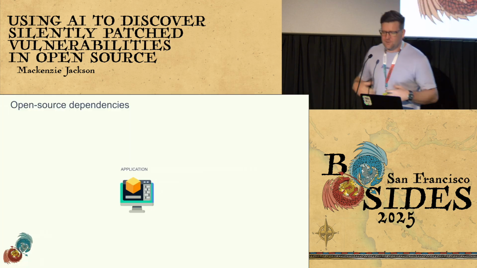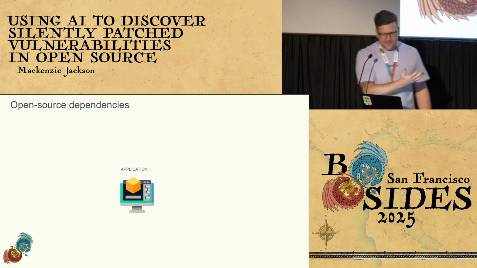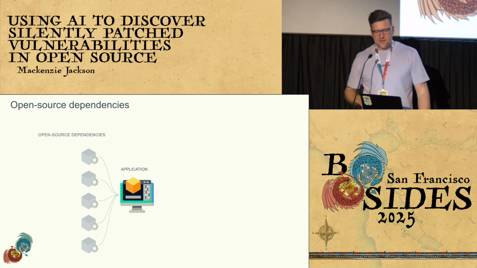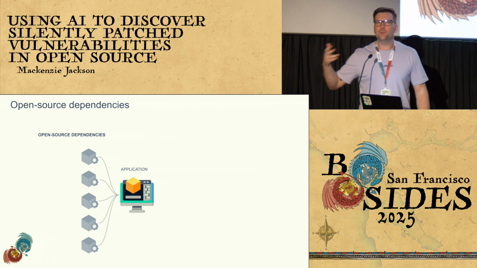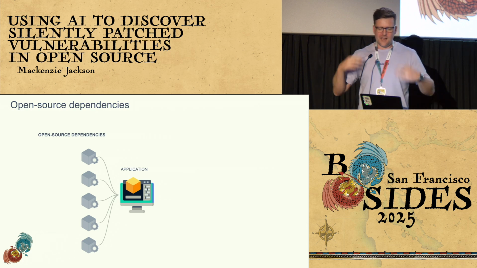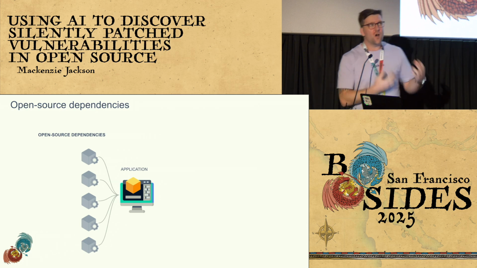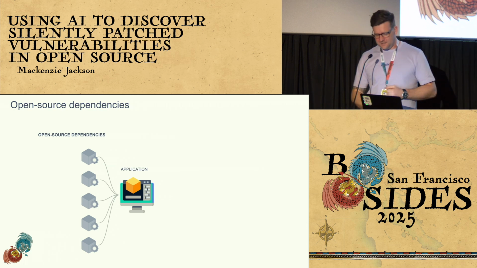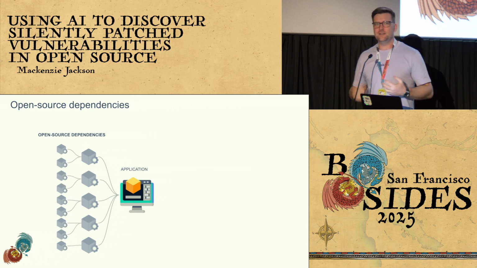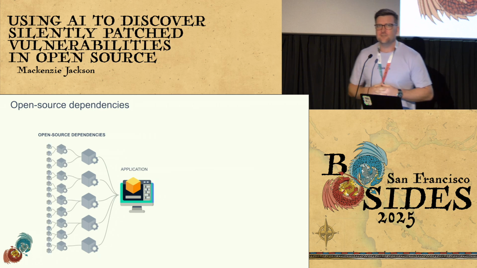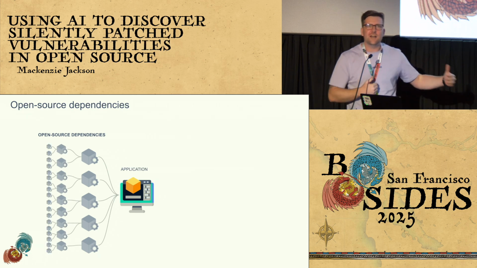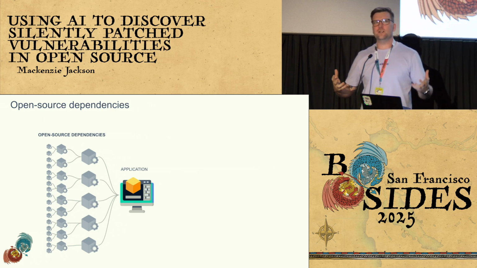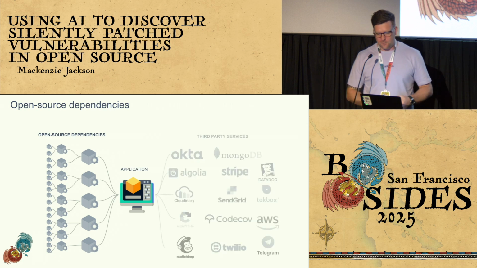So just to give you a visual representation, we have our application here. Our application is doing amazing things. And then we have some open source dependencies that help it do those amazing things. And this makes sense. We know what these open source dependencies are because we picked them. But what we don't understand is that these open source dependencies have dependencies, and those open source dependencies have dependencies, and we can keep going down about 30 layers.